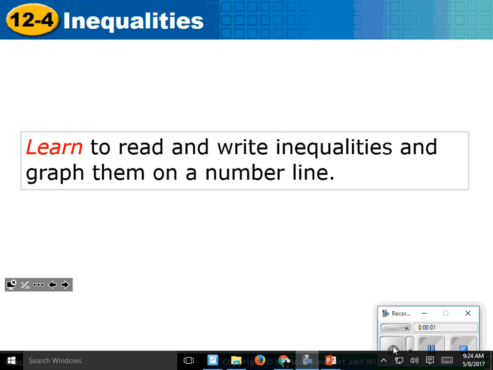Today we're going to talk about inequalities, okay? Inequalities are like these symbols.